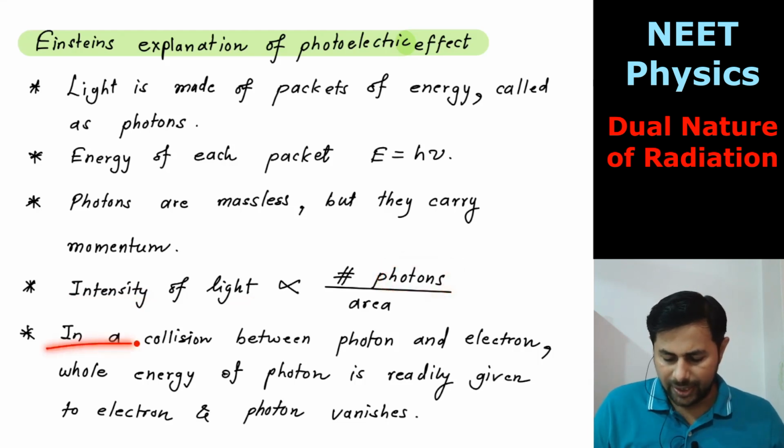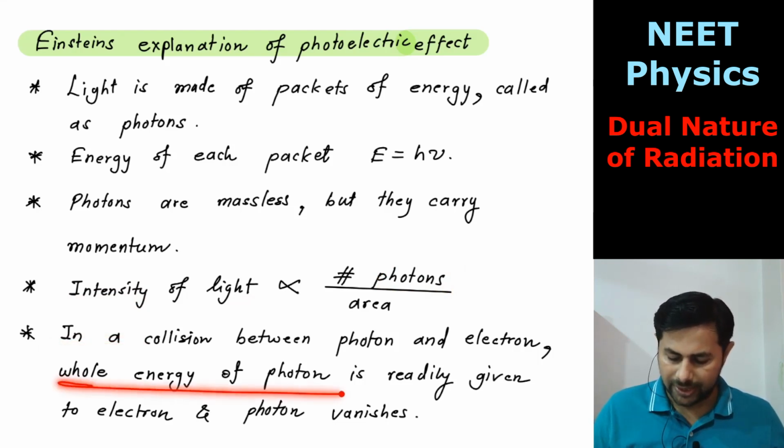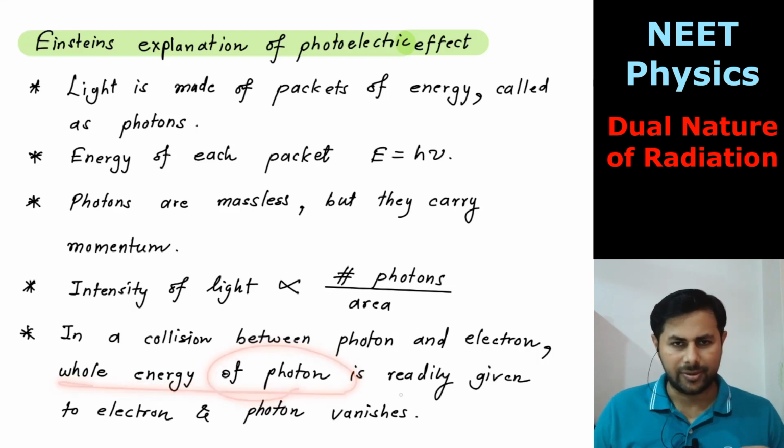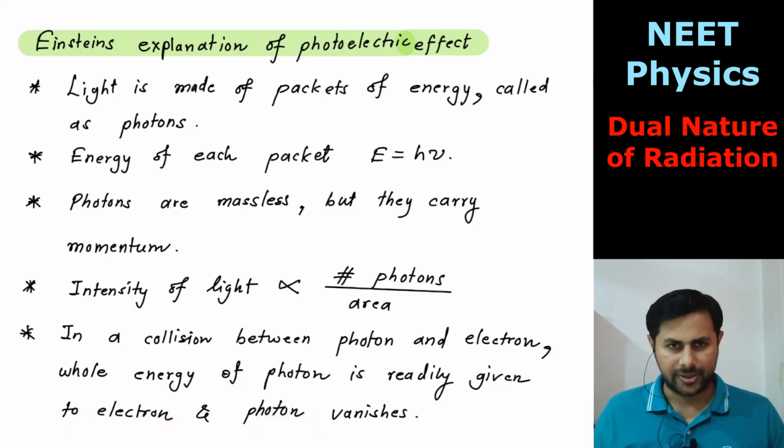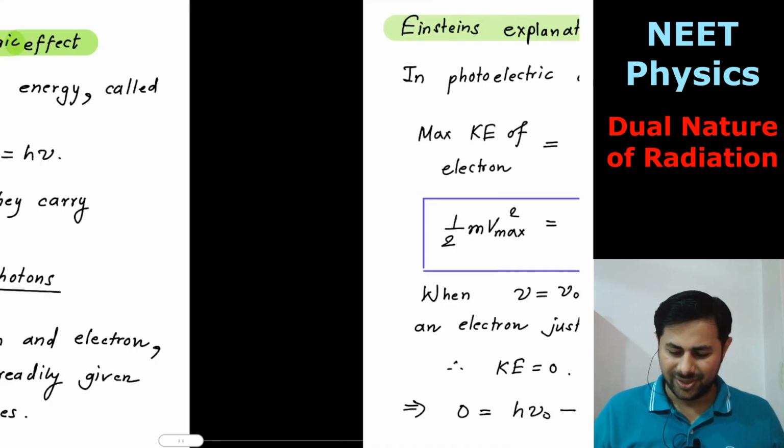Then in a collision between an electron and a photon, the whole energy of the photon is immediately given to the electron, and the photon vanishes. What is a photon? It's just a packet of energy. Energy is given to the electron, which means the photon disappears, because it's just energy. So the number of photons is not conserved in this collision, right?